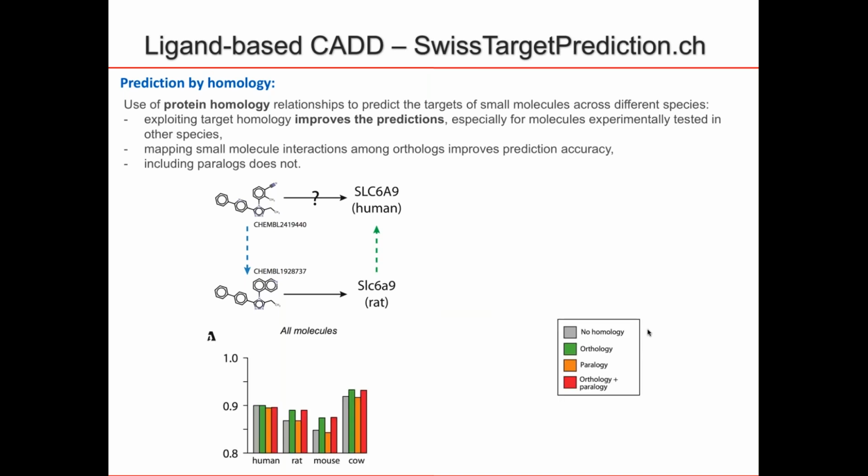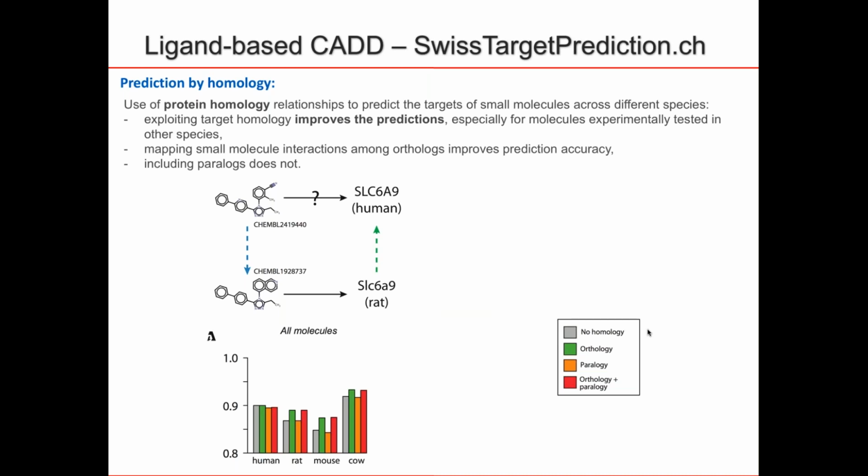So we have made statistics to see whether this orthology relationship is actually working. And the conclusion is that it works. As you can see here with the different curves, if you compare the gray bar to the green bar, where we are using this orthology relationship, you see that we can dramatically increase the success rate with which we can determine the targets, notably for rat, mouse, and cow. It's not working with human because we have so much information and so many active molecules for humans that what we have tested in rat, mouse, and cow is not helping, but the reverse is true.